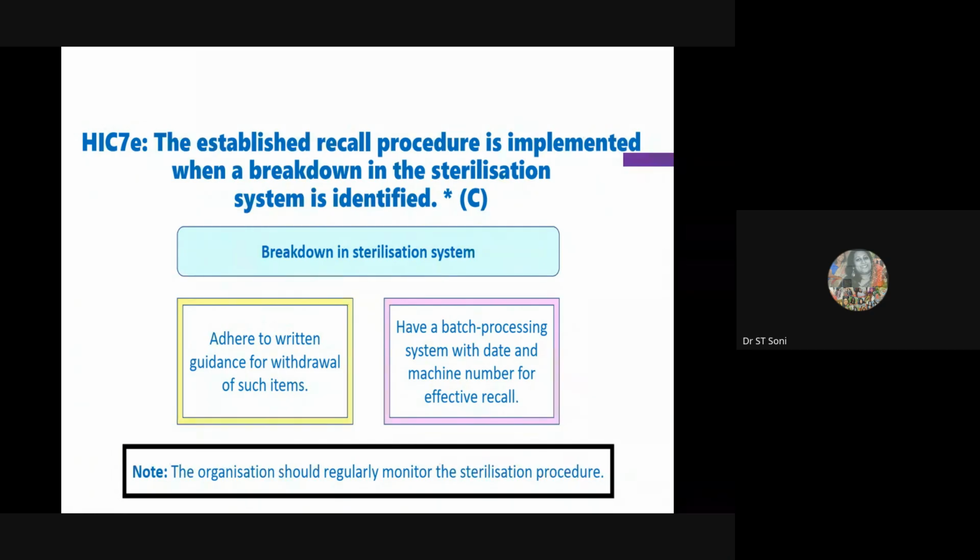Because if you have not written anything, you don't know where it has gone and how you want to recall it. Because if its validation has failed, it means the sterilization process was inappropriate and ineffective. Okay, so you need to call the entire load back. Even if moisture is there, you need to call that load back, open it, wash it again, dry it, pack it, and do the sterilization again. And also you need to see which machine has failed and why it has failed.